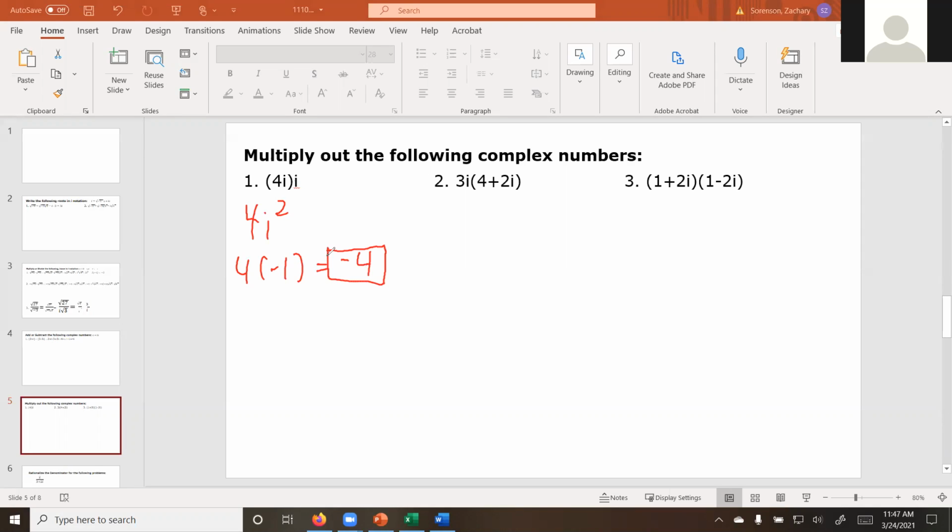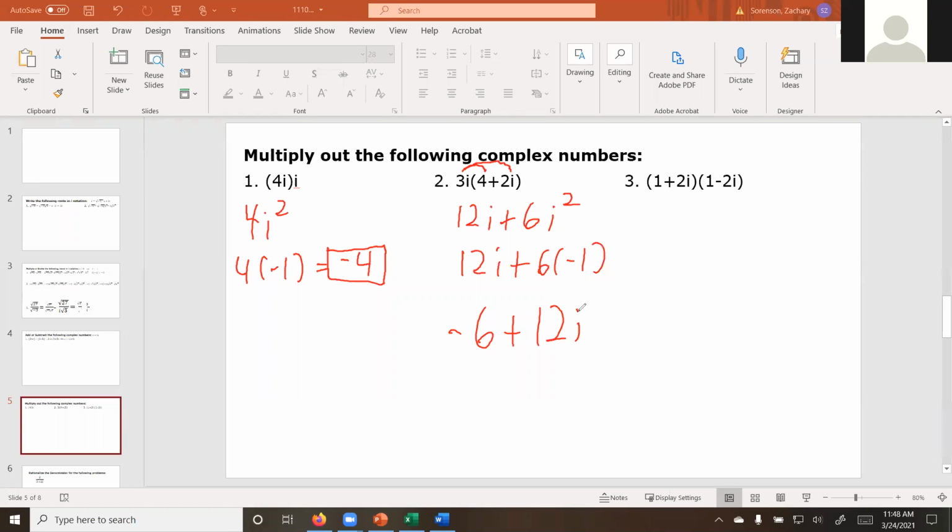Same thing here. Question 2, I use the distributive property, just as though I were dealing with variables. 3i times 4 is 12i. 3i times 2i is 6i squared. Now, what do I do? Turn the i squared into -1. So my final answer, if I want to write it in the correct order, is -6 plus 12i.